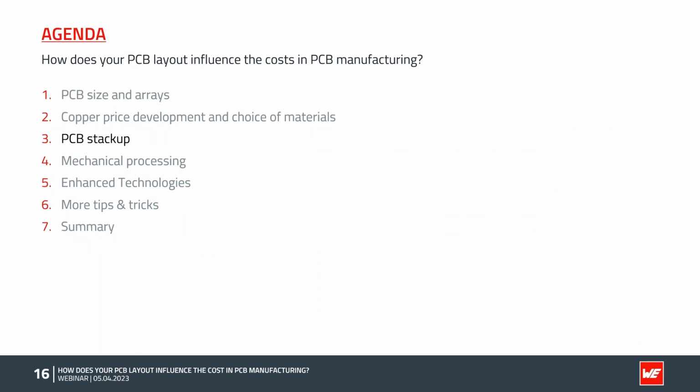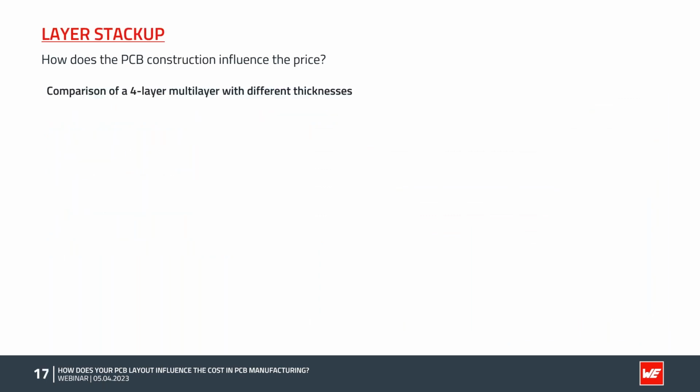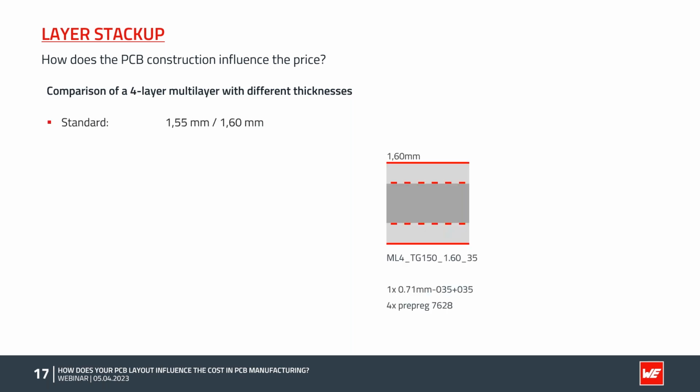Next thing we would like to talk about with you is the PCB stackup. And here for you, some examples. The first example is a comparison of a 4-layer multilayer with different thicknesses. So the industry standard is basically 1.55 or 1.6 millimeter.